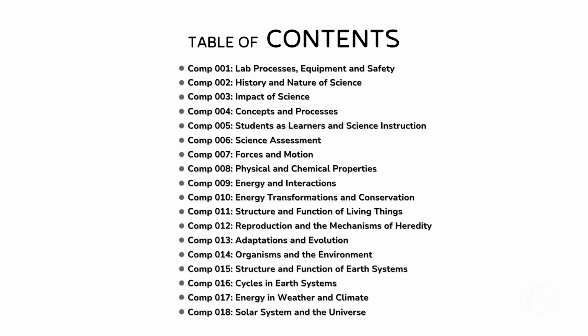Now, the Core Subjects EC-6 Science Subtest consists of 18 areas called competencies. Yeah, 18. It's a lot. That's more than any other test in EC-6. Maybe we stop here and take a deep breath.